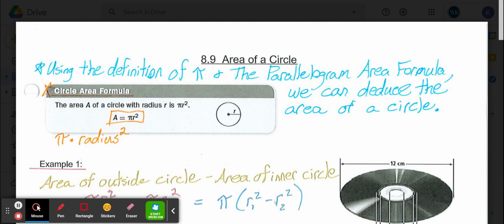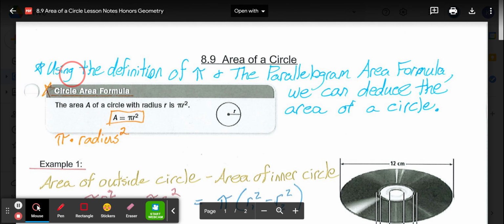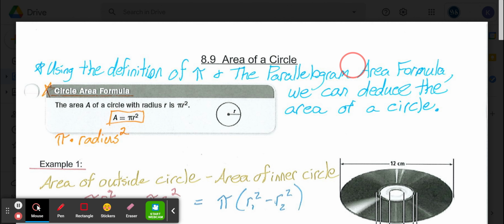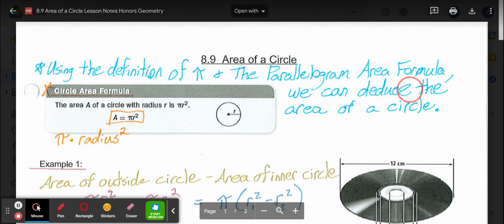Welcome to lesson 8.9, area of a circle. As we've already explored throughout this chapter, our definitions and previous formulas or properties help us deduce different area formulas. Well, in this lesson, we'll explore the idea that the definition of pi and the parallelogram area formula allows us to deduce the area of a circle.